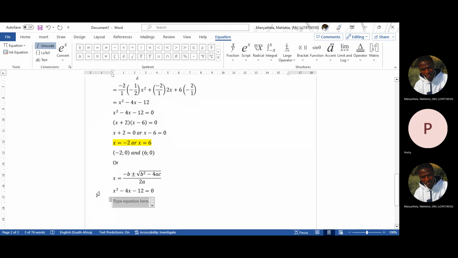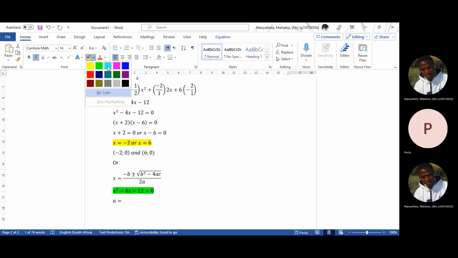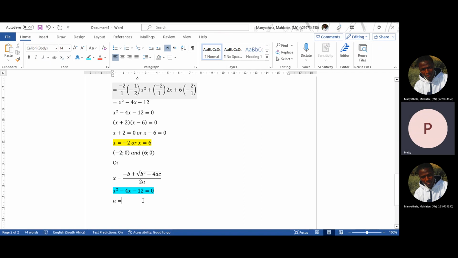What is the value of a? This one I highlighted in blue. From that equation, I can read the first step: make the coefficient of x squared equal to 1. After doing that, from that step you will determine your a, your b, and your c.